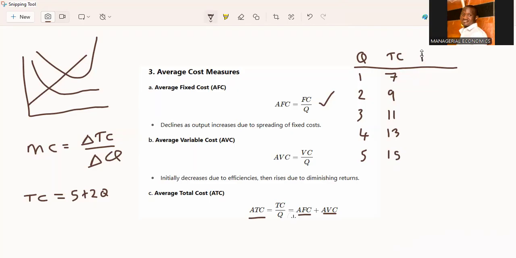What is our fixed cost? Our fixed cost is a constant. So from here, our fixed cost is what? 5, 5, 5, 5 throughout. It's a constant figure that we have. Okay?